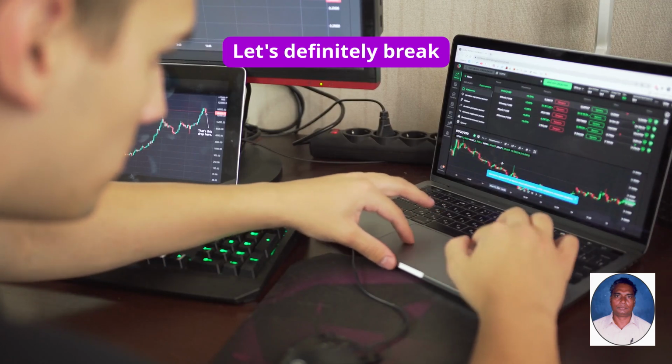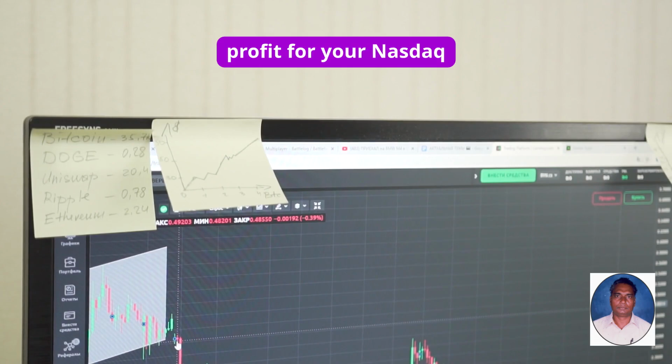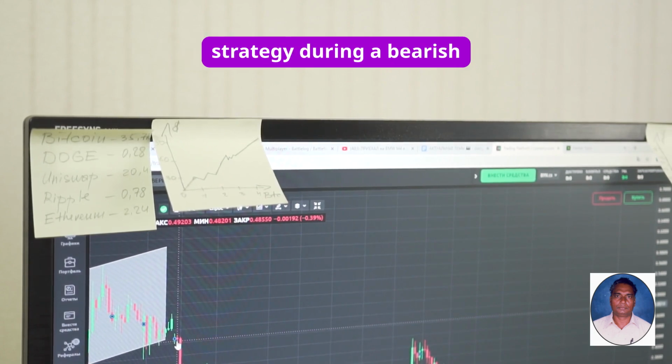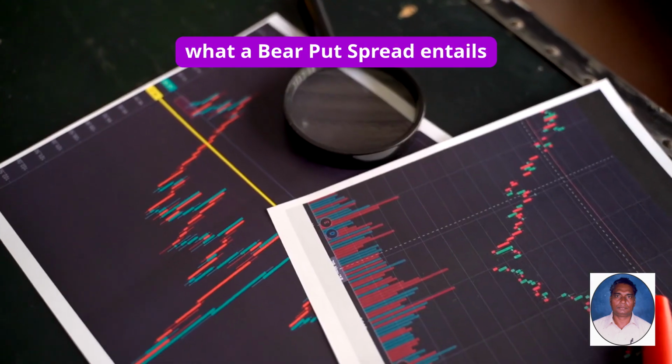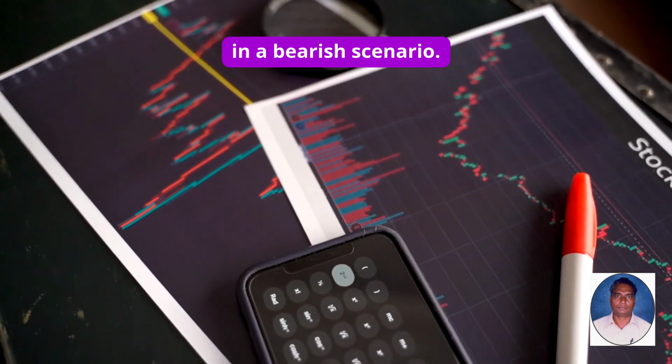Good morning. Let's break down how you might approach calculating the minimum daily profit for your Nasdaq Crypto Index option and Dow Jones option bear put spread strategy during a bearish market movement in the US. First, let's make sure we're on the same page about what a bear put spread entails and how it generates profit in a bearish scenario.